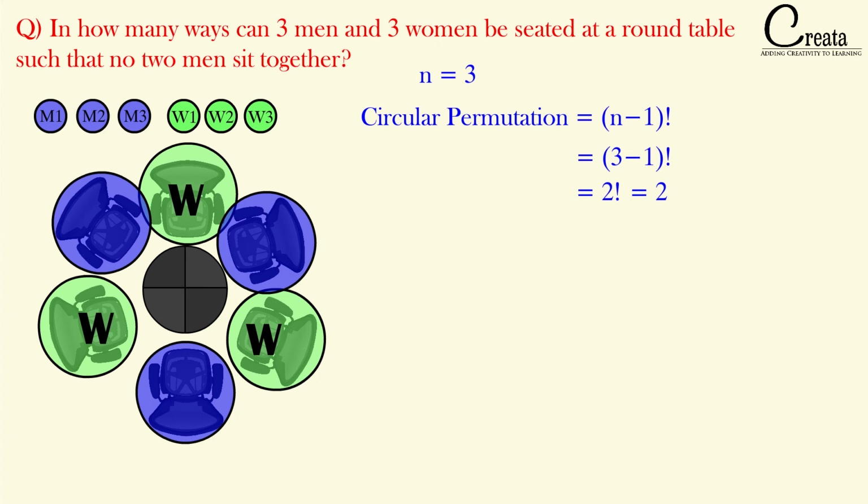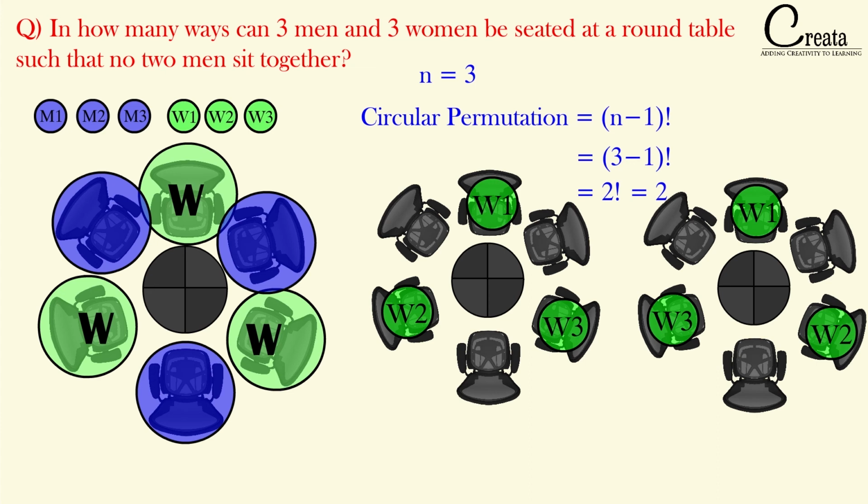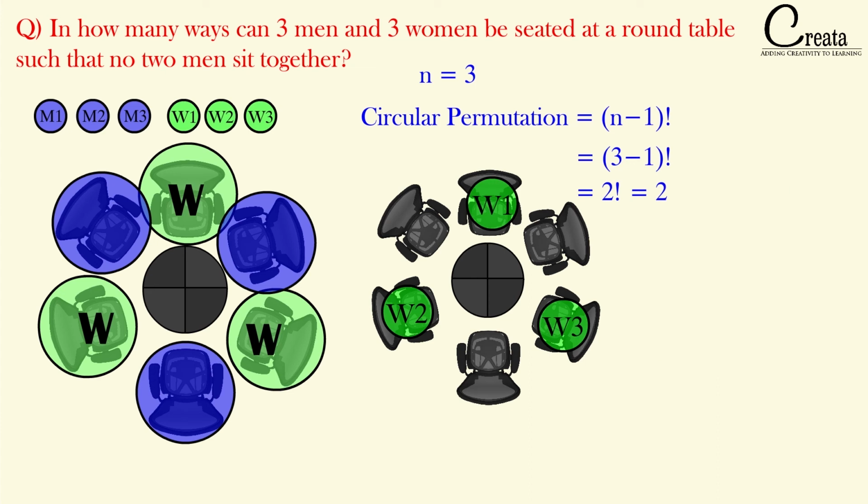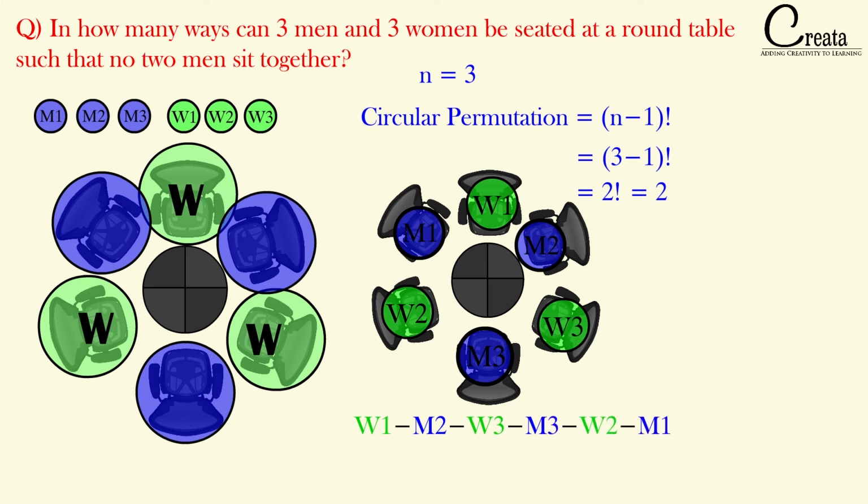Let's understand this with this case only. In the woman case, we have seen these two possible arrangements. Let's take the first case for the explanation purpose, why the circular permutation will not be applicable. Here, let's accommodate the three men in these positions. We will get our final arrangement. The final arrangement will be W1-M2-W3-M3-W2-M1. Okay, this is the arrangement of 3 women and 3 men around this circular table.